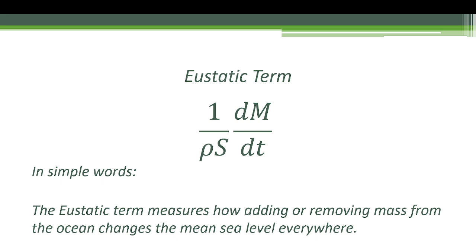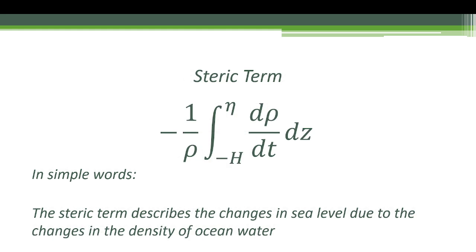The eustatic term represents changes in the total mass of the ocean water. For example, when ice sheets or glaciers melt, they add more water to the oceans, therefore changing the total mass of the ocean water. The second term is called the steric term. This accounts for changes in the density of seawater which occur when the ocean warms or cools, or when salinity changes. Warmer or fresher water expands, increasing sea level, while cooler or saltier water contracts.